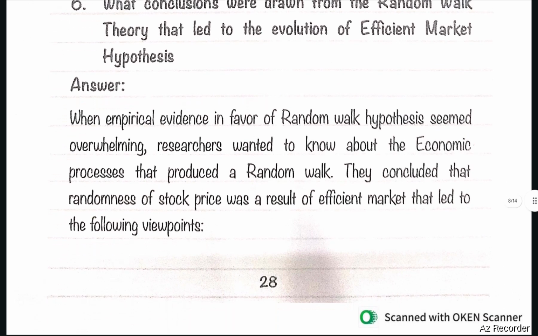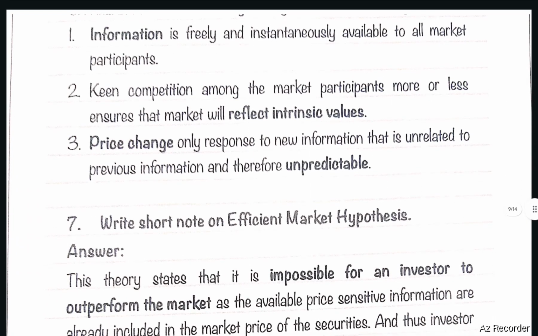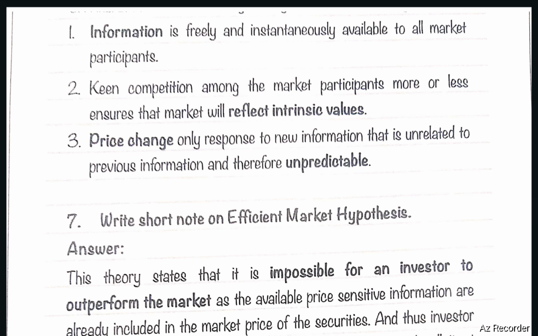What conclusions were drawn from the random walk theory that led to the evolution of the efficient market hypothesis? When empirical evidence in favor of the random walk hypothesis seemed overwhelming, researchers wanted to know about the economic process that produces a random walk. They concluded that the randomness of stock prices was a result of an efficient market, which led to the following viewpoints. Information is freely and instantaneously available to all market participants. Keen competition among market participants more or less ensures that the market will reflect intrinsic values. Price change only responds to new information that is unrelated to previous information and therefore unpredictable.